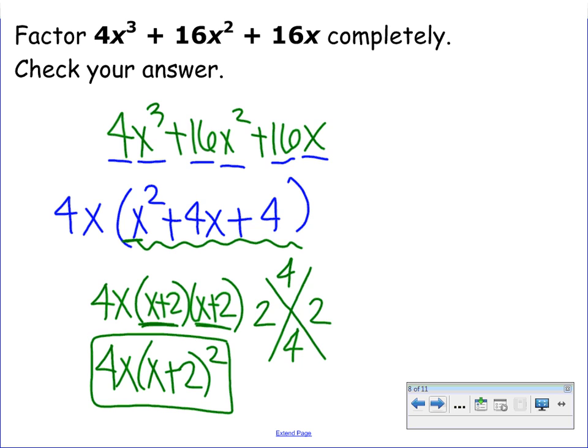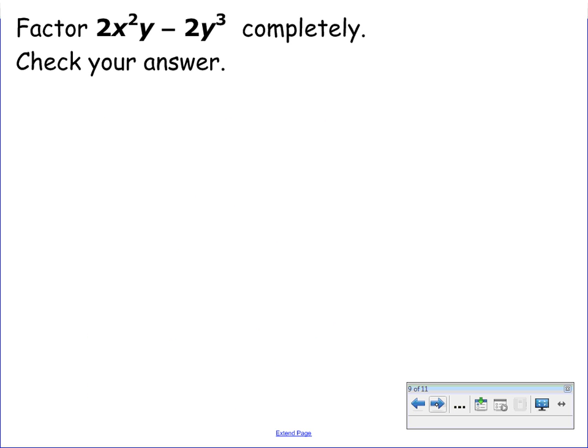Okay, keep hanging on. We're almost finished. A couple more examples. Let's see what we get here. 2x squared y minus 2y to the third. What's our greatest common factor?